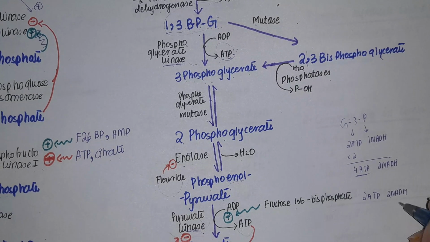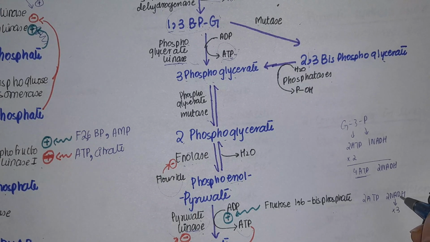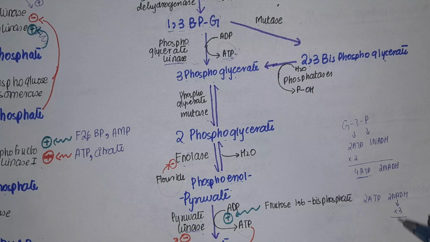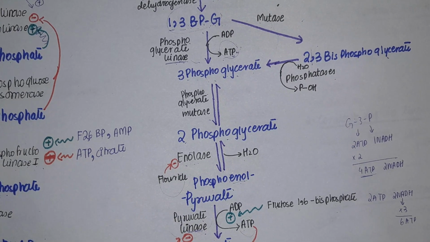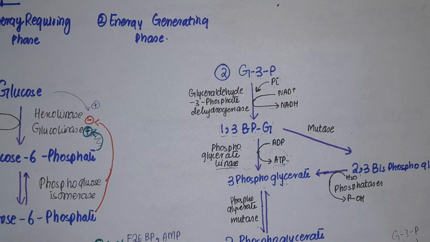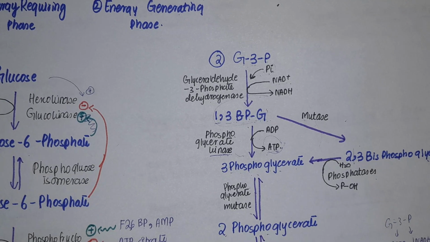Now when these NADH go to the electron transport chain, each NADH yields 3 ATPs. So we get a total of 3 times 2, that is 6 ATPs from NADH. So this was the whole energy generating phase of glycolysis. I hope you understood everything. I did my level best to teach you from the book and from my notes as well.